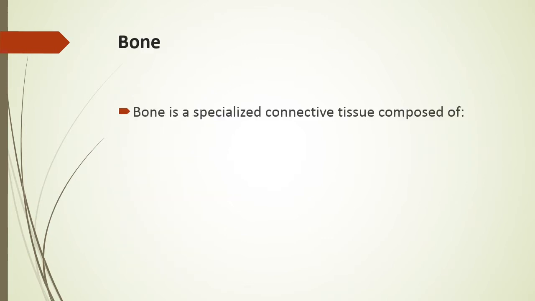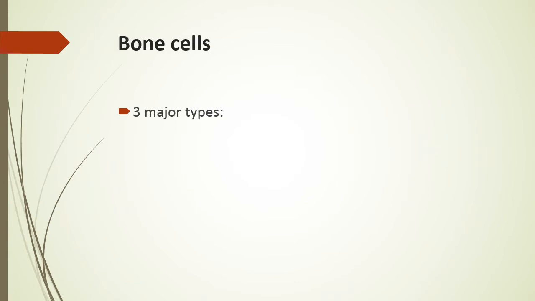The bone is a specialized connective tissue and is composed of two major components, the bone matrix and three types of cells. So it's composed of bone matrix and cells. Let's talk first about these bone cells. There are three major types: the osteoblasts, the osteocytes, and the osteoclasts. We will talk in the following slides about each one of these cells.